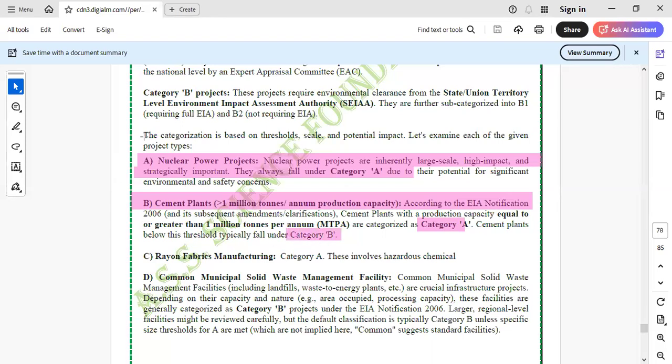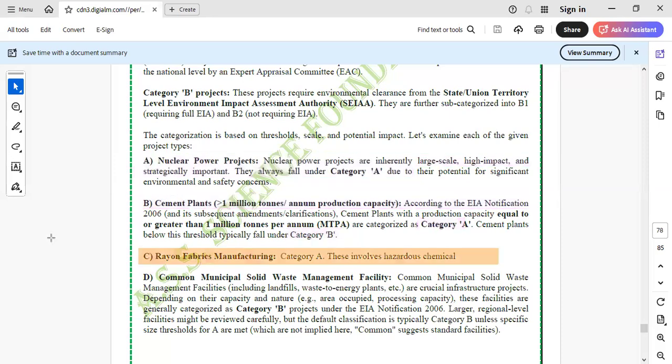तो यहाँ पे दो कैटेगरी है कि अगर greater than or equal to होगा 1 million tons, then they will fall under the category A. If less than 1 million ton, then under the category B. And third is rayon fiber, category A, because this involves hazardous material while manufacturing it. And then common municipal solid waste, which is under category B. So you can easily take a decision after having a look into the options that who is what.